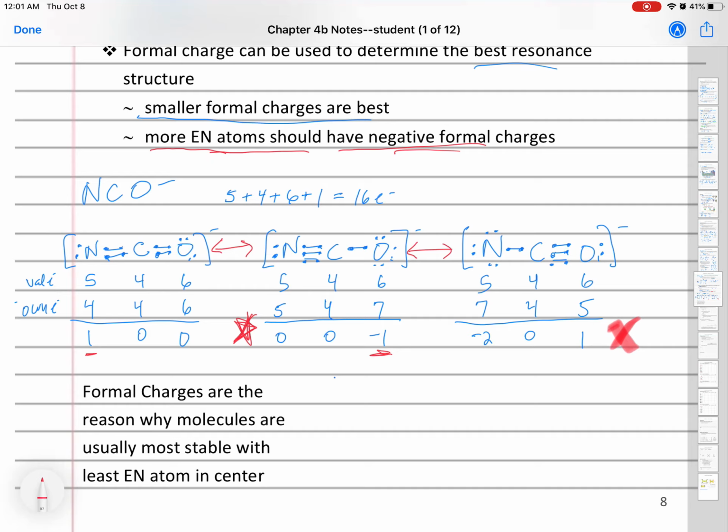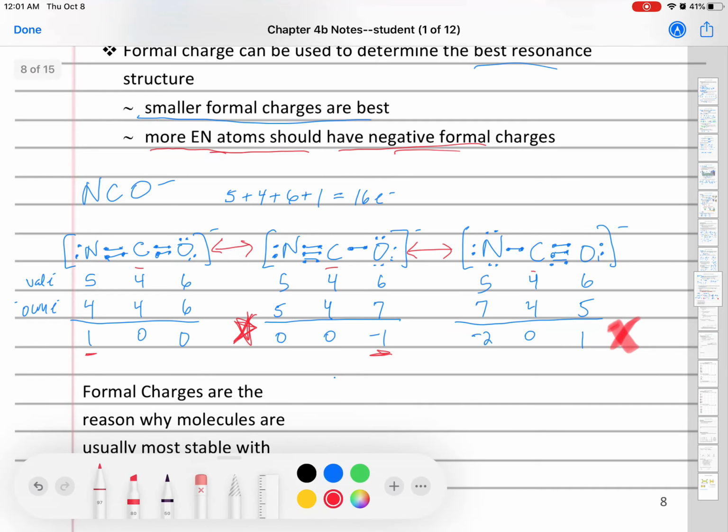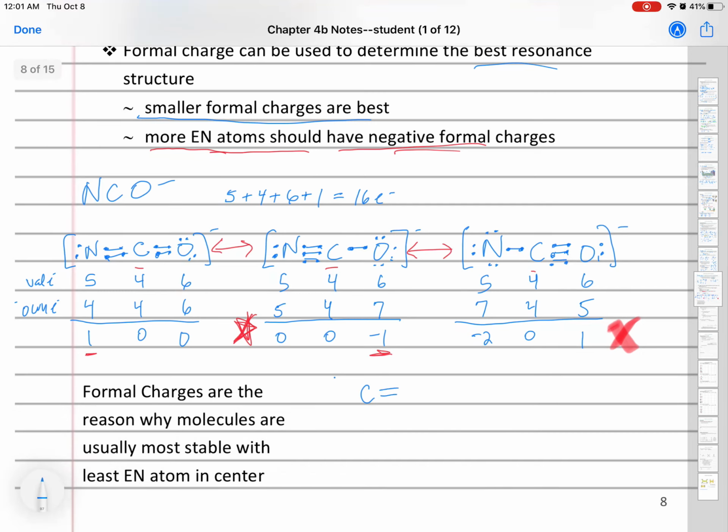All right. I'm also going to use this example to show you that formal charges also explain why we always put the least electronegative atom in the center. Because if we take this molecule and we rearrange it and we don't have carbon in the center, we could do something like this, where we do carbon and nitrogen's in the center. All right, we still have our 16 electrons. And we could do this one here.